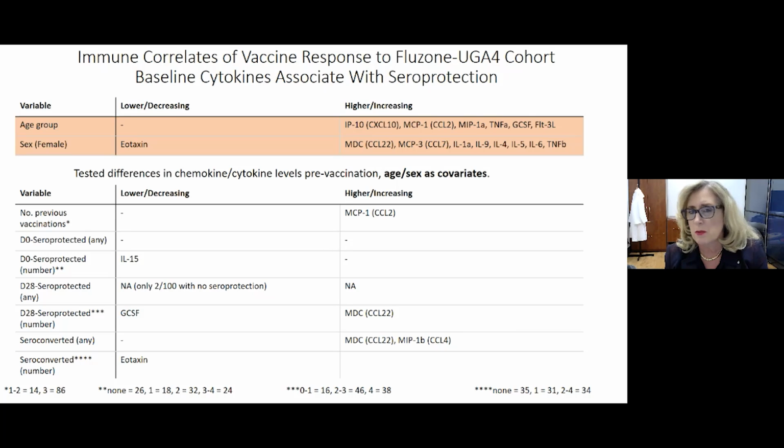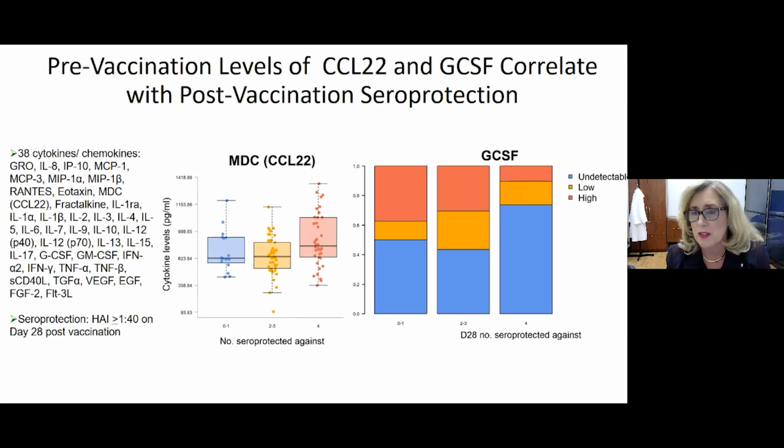So this table just shows a change in cytokine chemokine levels at pre-vaccination. Again, we just looked at baseline at the time when they got their vaccination, and we find that MCP1 or CCL2 is predictive, as well as MIP1 beta is predictive of seroconversion and seroprotection. Can I have the next slide, please? I think the box and whisker plots are presented here.